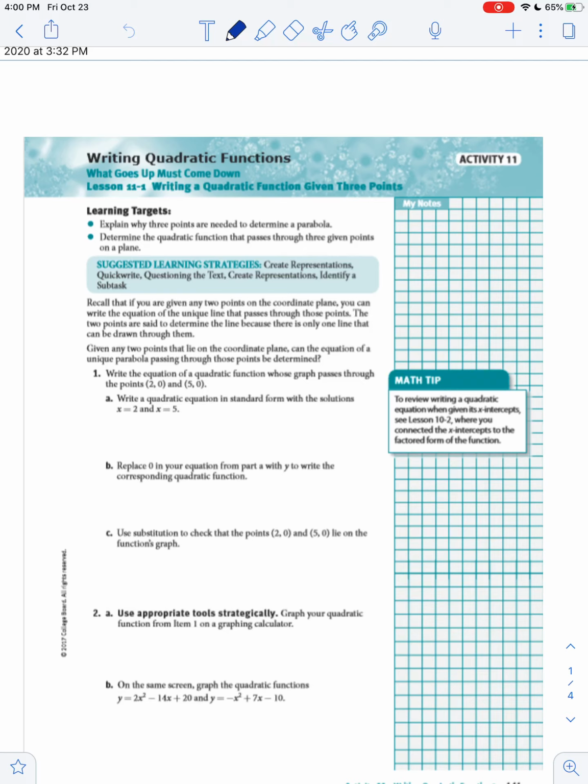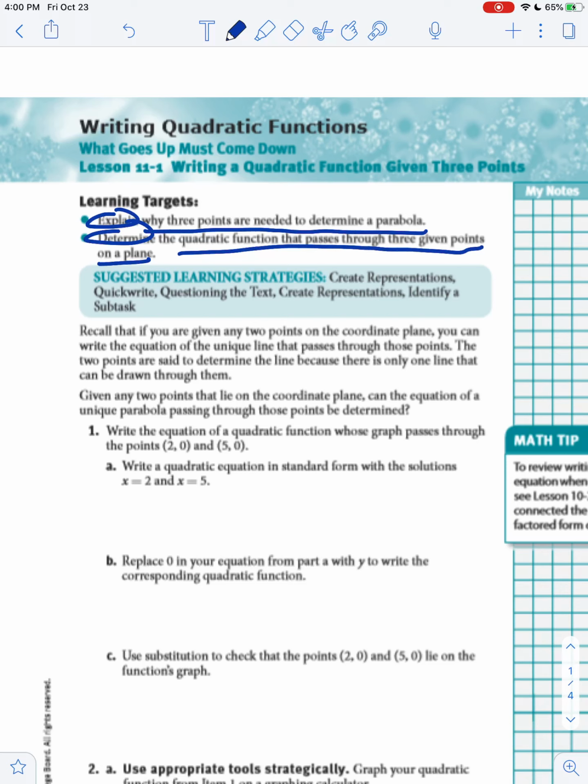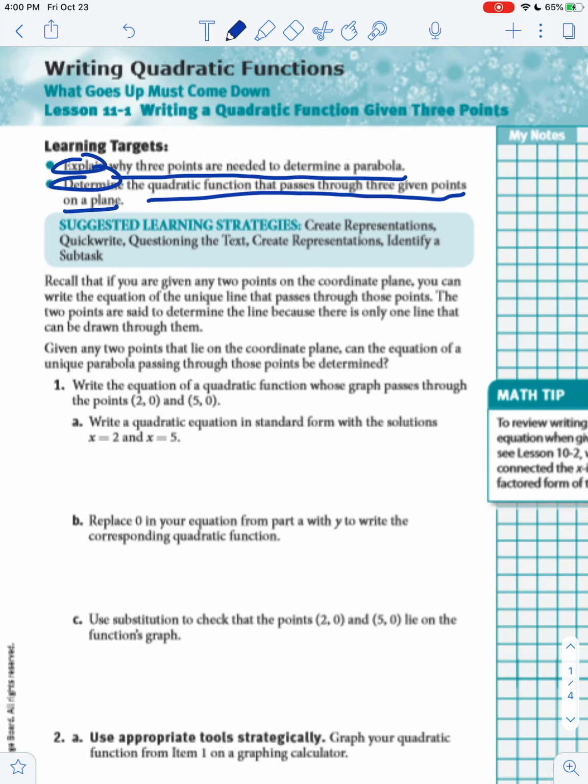Hello, Honors Geometry. We are today working on lesson 11.1, which is writing quadratic functions. So we are going to write quadratic functions that are given 3 points. And so our two learning targets are, number 1, to explain why 3 points are needed to determine a parabola. And number 2, we want to be able to determine the quadratic function that passes through 3 given points on a plane.